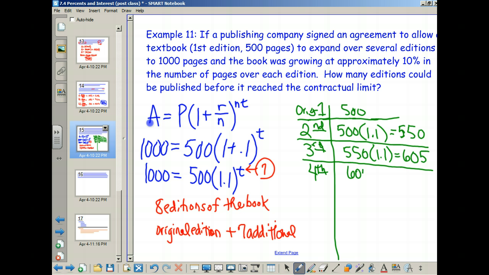We take the new book number from the previous edition, 605 pages, and we multiply it by 1.1. We get 665.5. Okay, so 666, terrible number, we'll write it anyway. And we keep going, right? And we keep going until we get something very nearly to 1,000, at which point we're done, or slightly over 1,000, which would be one step too far. Does that make sense? All right.